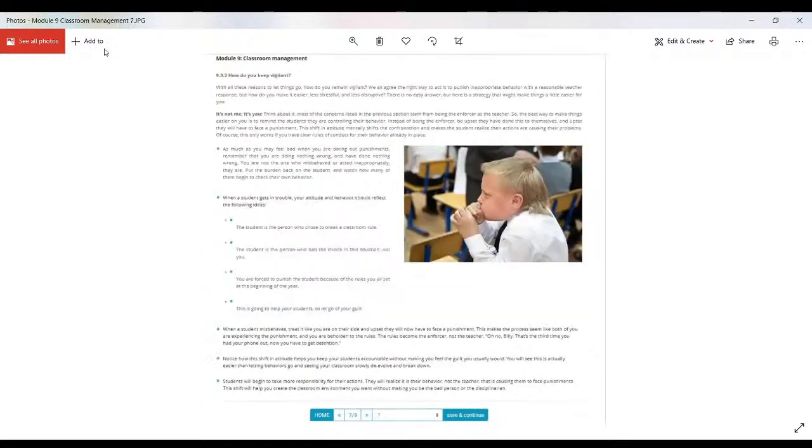The next subpart is how do you keep vigilant? All right. With all these reasons to let things go, how do you remain vigilant? We all agree the right way to act is to punish inappropriate behavior with a reasonable teacher response. But how do you make it easier, less stressful, and less disruptive? There is no easy answer, but here is a strategy that might make things a little easier for you.